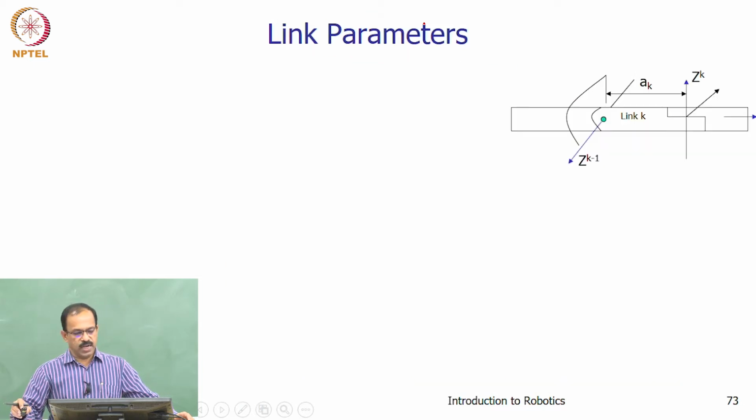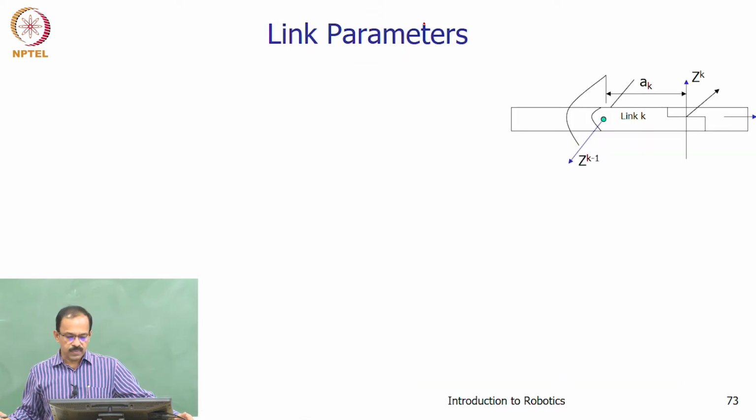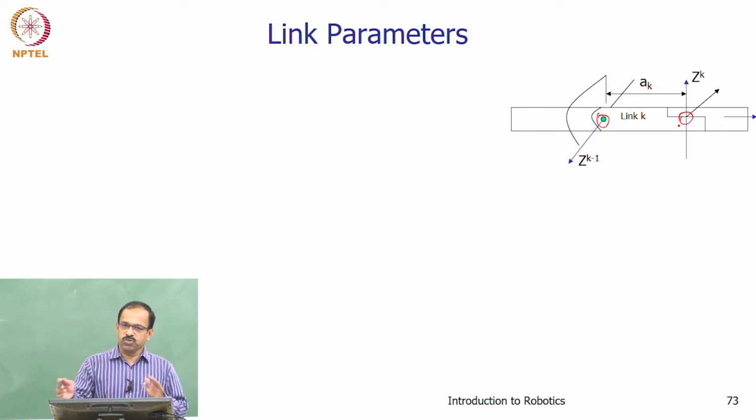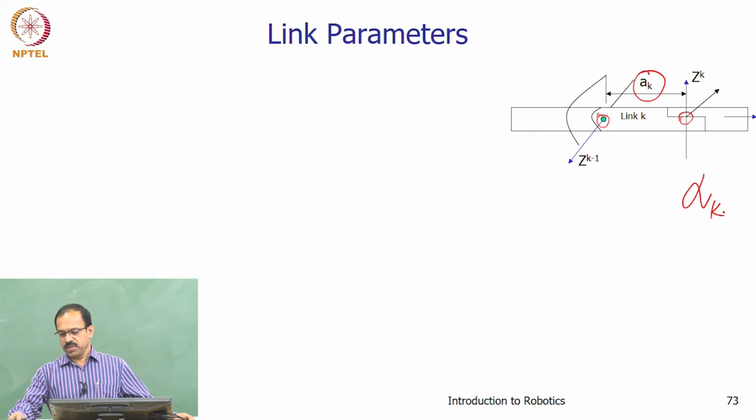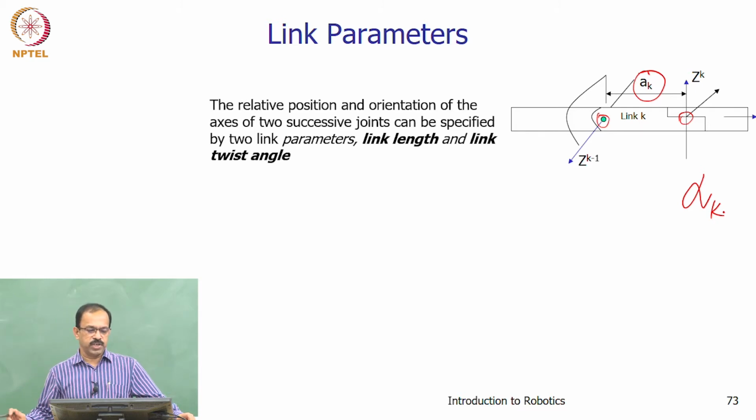And then we discussed the link parameters also. The link parameters basically define the position and orientation of 2 successive joints. We have 2 joints here, and how these 2 joints are relatively positioned and oriented is given by the link parameters. One parameter is the link length ak, and the other one is the link twist angle, which we call alpha k.